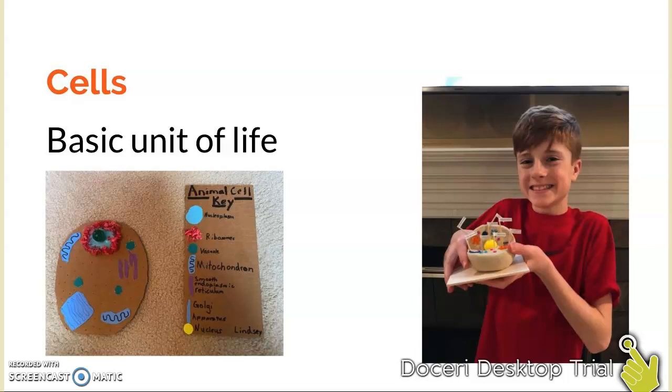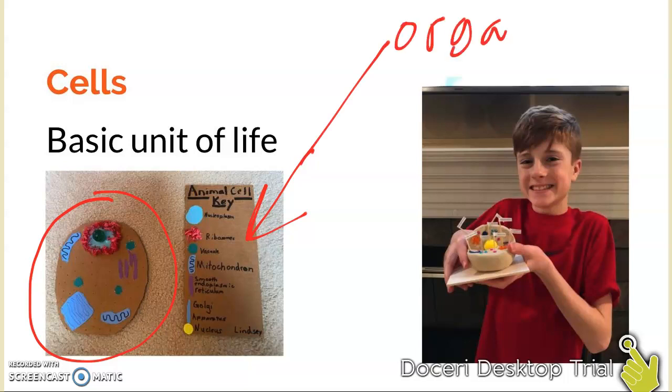Just want to point out something here. This, of course, is the cell, and then inside of this key, it lists all of the organelles. So as you recall from your project, organelles are the little parts of a cell that help it do all of its jobs that it needs to accomplish.